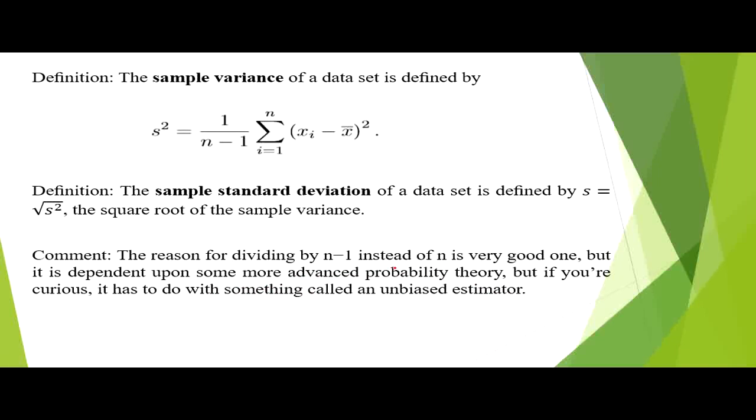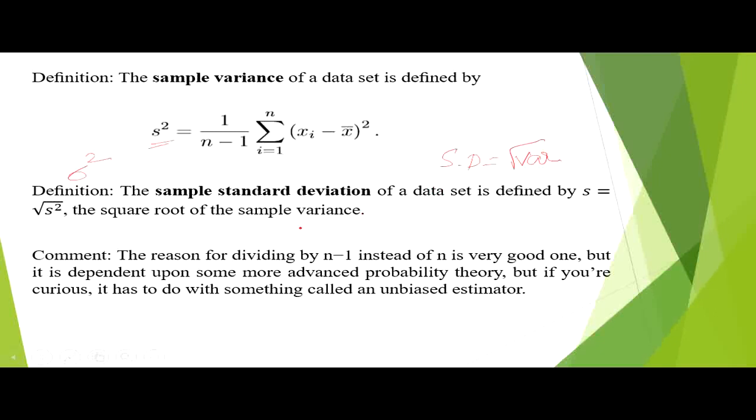Now the formula for variance. Variance tells you how far the data has been dispersed from the center, from the mean or median. For sample variance, the notation is S square. For population variance, it is sigma square. And there is the standard deviation. Standard deviation is the square root of variance, for both sample and population.